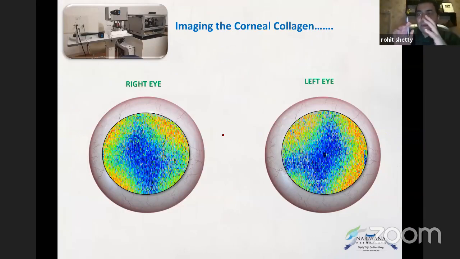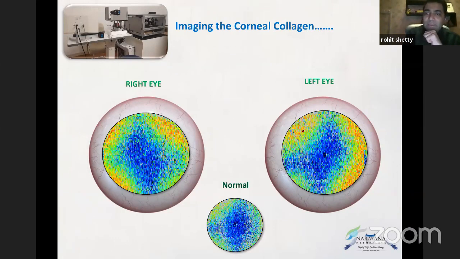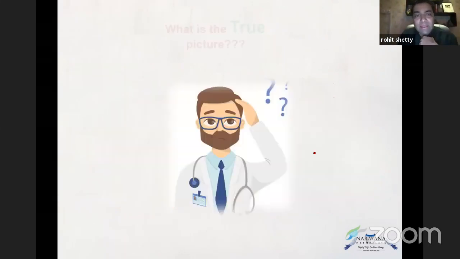We did the OCT, the collagen imaging, perfectly normal. Compared with this, the yellow means the peripheral fibers are much stronger, much more tight, and the central fibers are a little weaker. So this is how the physiology of the cornea is, and you can see that they're perfectly healthy.